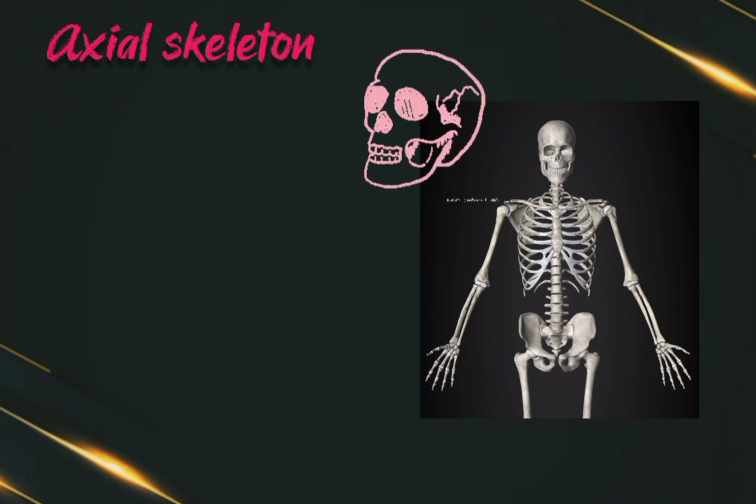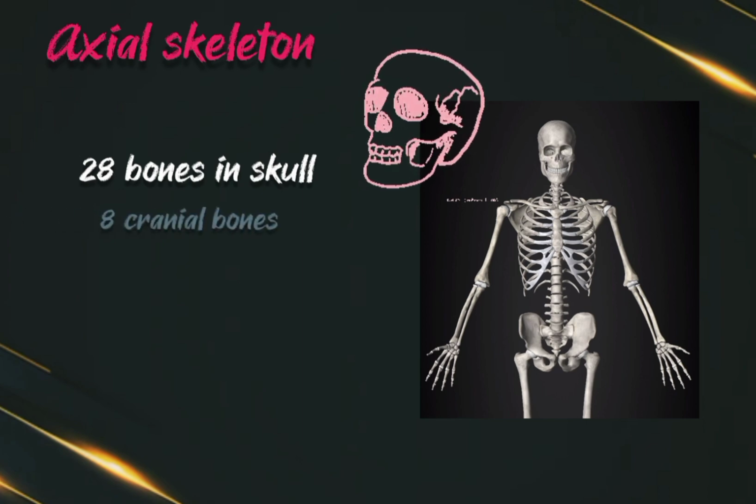Let's take a look at the skull, which is the topmost structure of the human skeleton. The skull is part of the axial skeleton, as it protects the vital organ, the brain. As I have told you, the main purpose of the axial skeleton is to provide protection and the main framework of the human body. There are basically 28 bones in the skull. These include the 8 cranial bones, which are present around the brain.